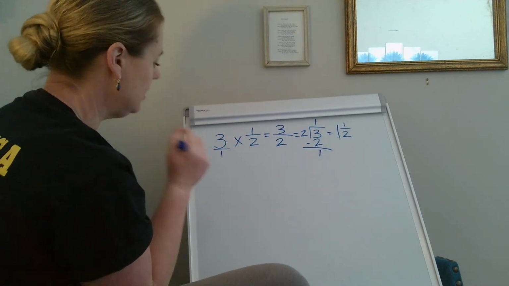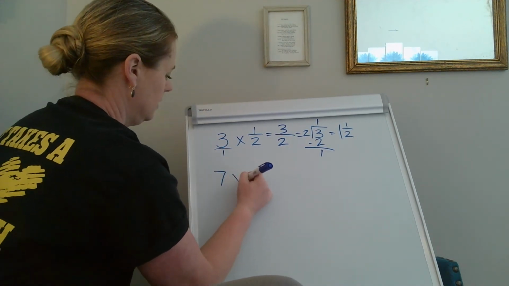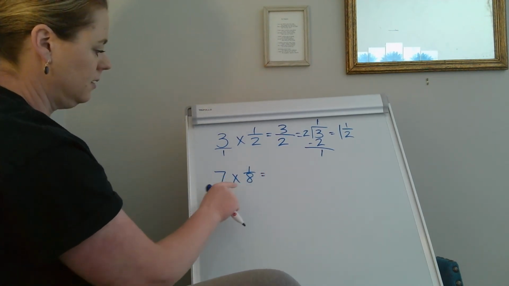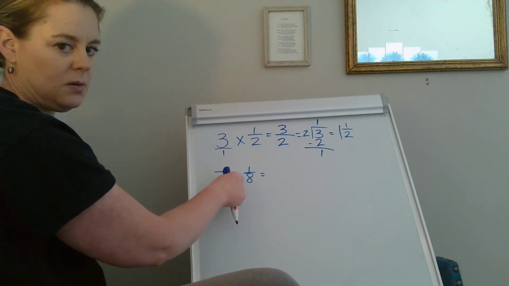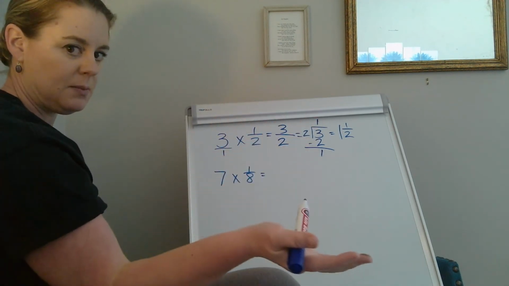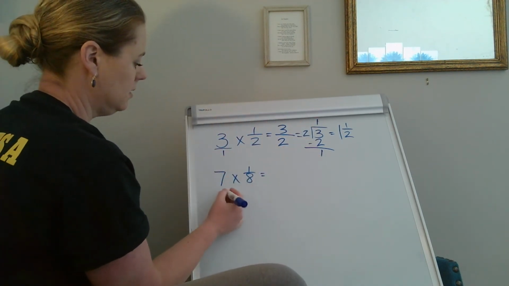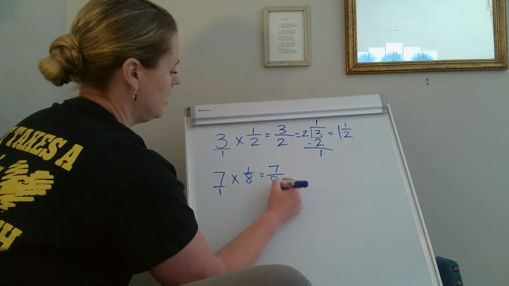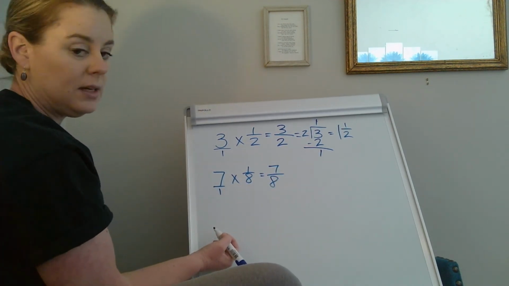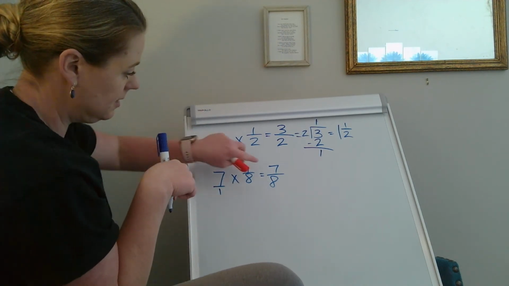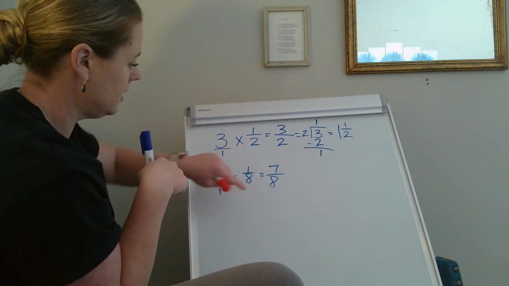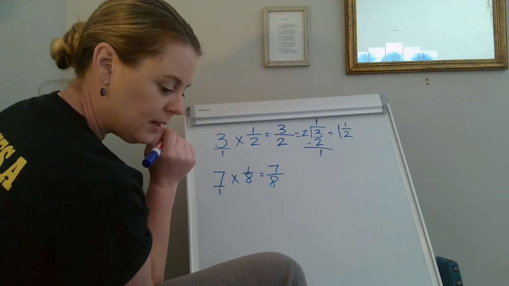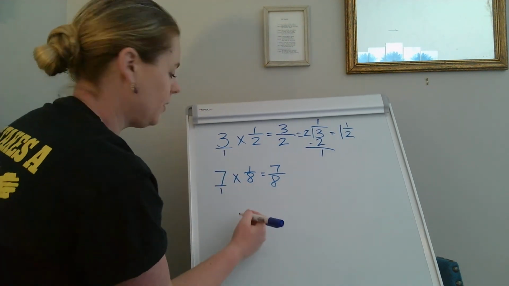7 times 1/8. 7 times 1/8 equals, so this one's pretty easy. 1/8 plus 1/8 plus 1/8, 7 times. So it's going to be 7/8. Okay, so 7, 1 times 8 is 8. So that one is less than. 7 is less than 8, so less than 1. The next one is 6 times 1/5.